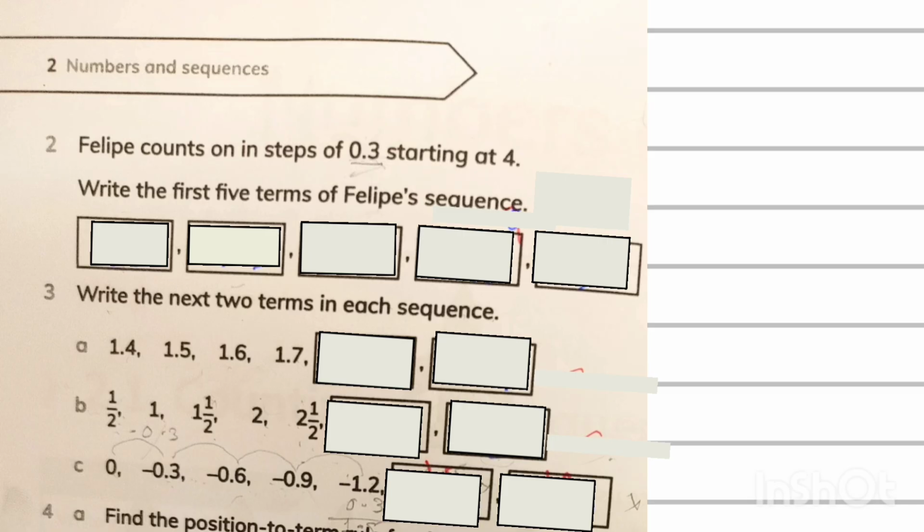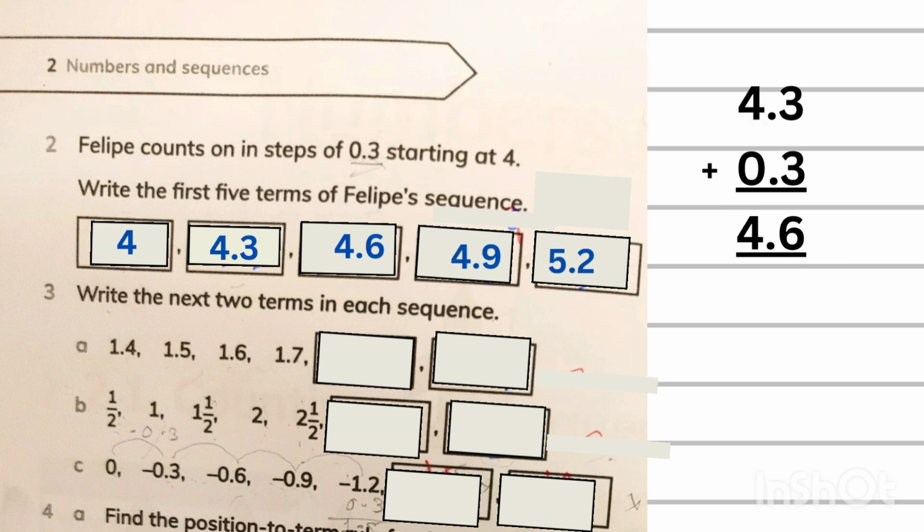In question 2, Flippy counts on in steps of 0.3 starting at 4. So our first term of the sequence will be 4. Adding 0.3 each time, like 4 plus 0.3 is 4.3. Again 4.3 plus 0.3 makes 4.6, and so on 4.9 and 5.2.